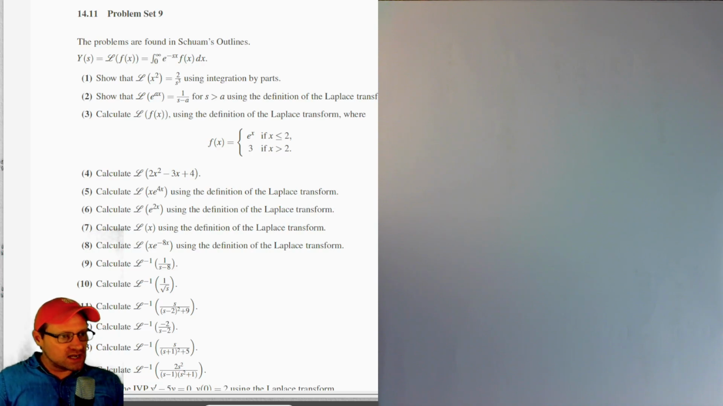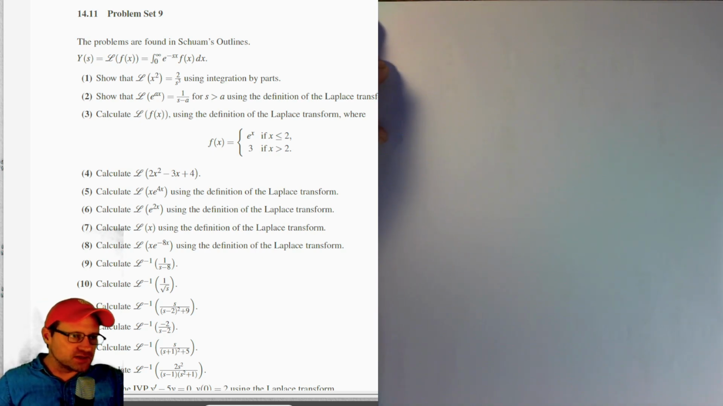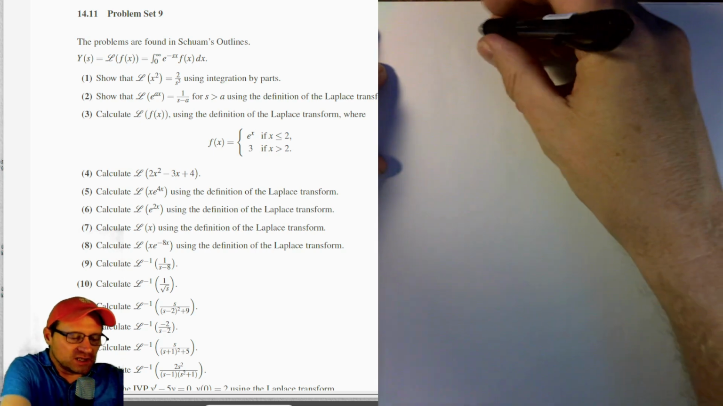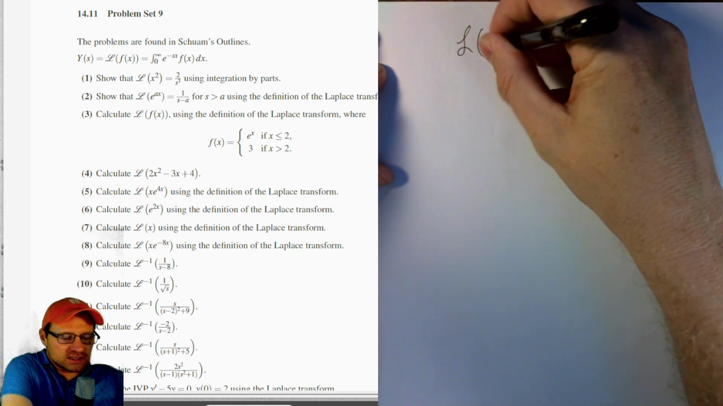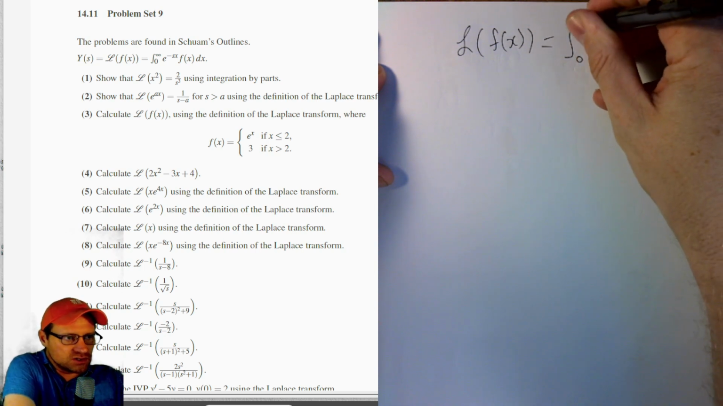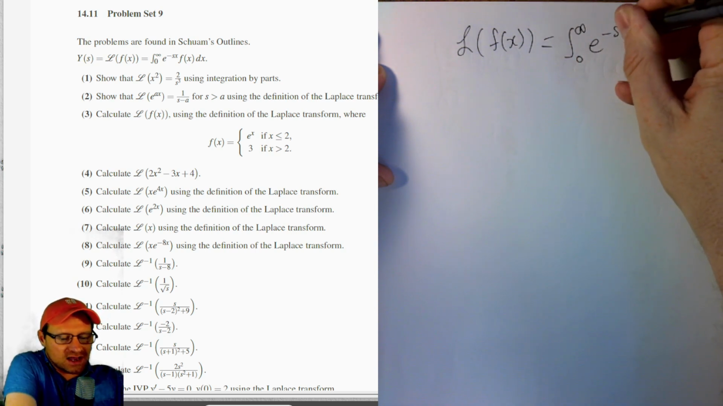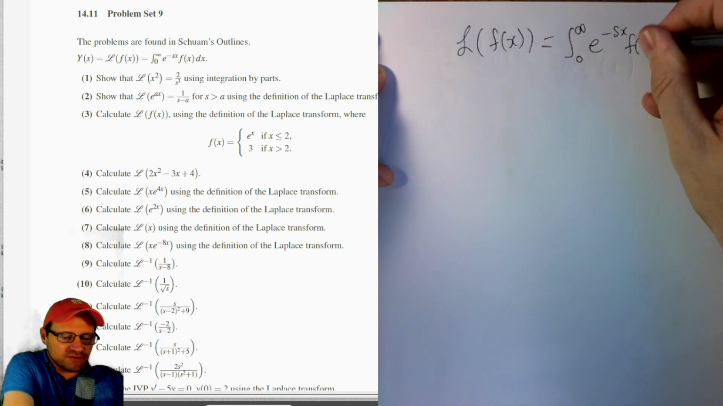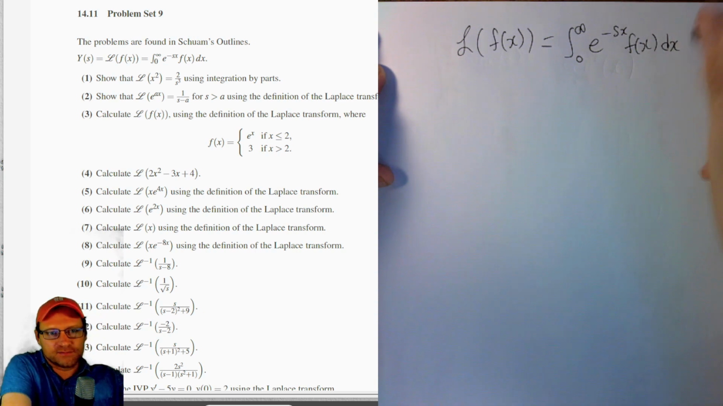Welcome. Okay, today we're going to do some problems in Laplace transforms from Schaum's outline series. So have a look at the top. The definition of the Laplace transform is: the Laplace transform of the function f of x is the integral from 0 to infinity of e to the minus sx times f of x with respect to x.